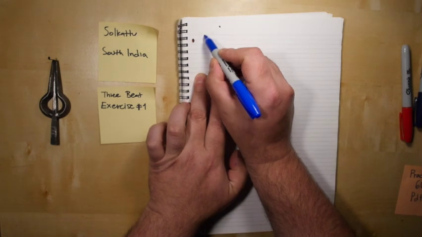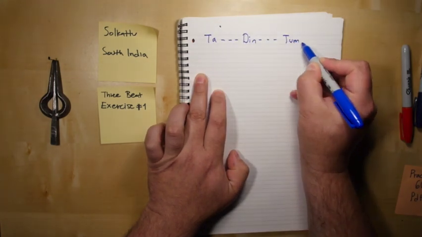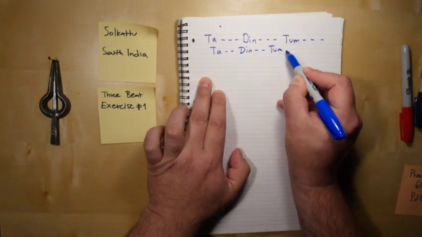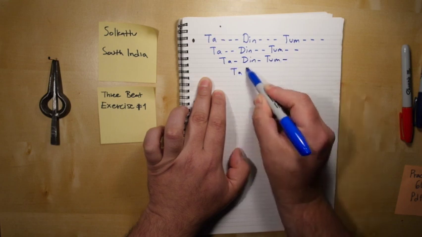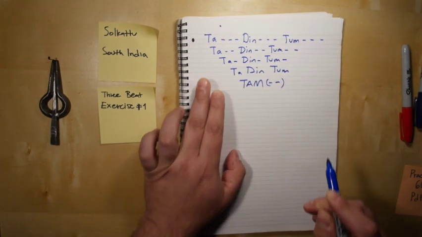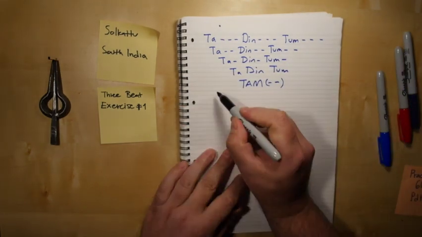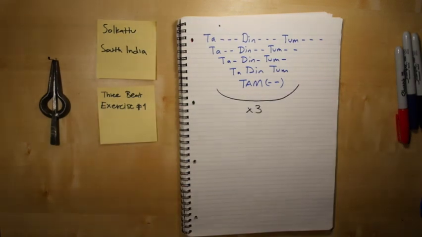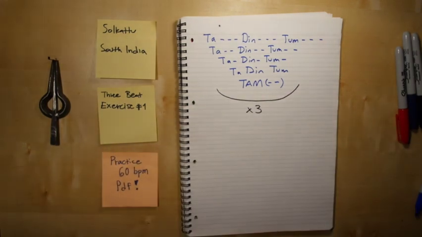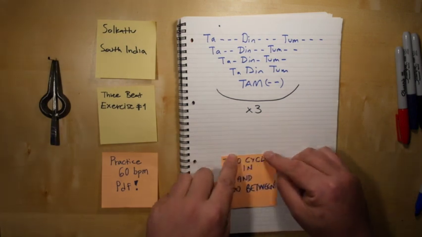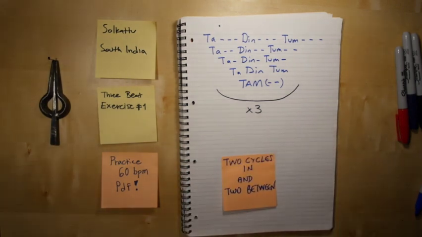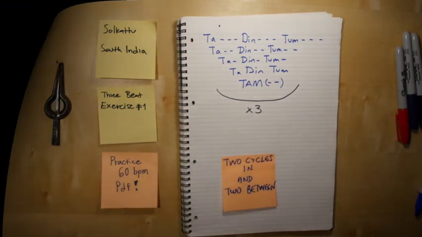Okay, let's write out the composition again so we can see the durations clearly. 4, 3, 2, and 1. And I'm reminding you that we play through this whole thing 3 times, and the 3rd time will be the final note of the composition. Let's now practice together at 60 beats per minute with 2 cycles in and 2 cycles in between the second time.